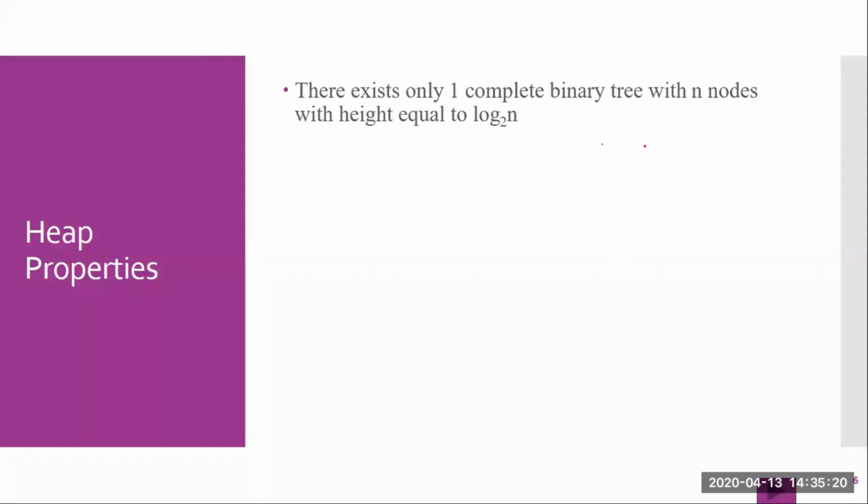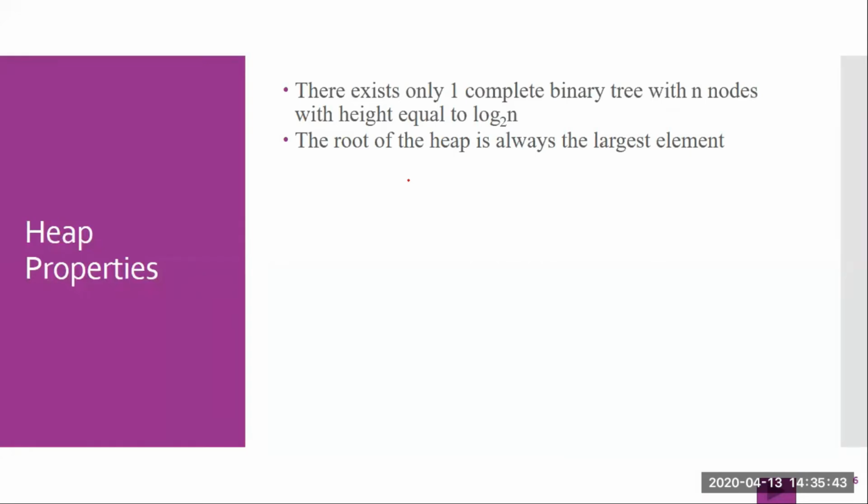We need to understand the properties of a heap as well. So what's the first property of a heap? The first property is that there exists only one complete binary tree with n nodes. There always exists exactly one complete binary tree with n nodes, with its height always equal to log n to the base 2.